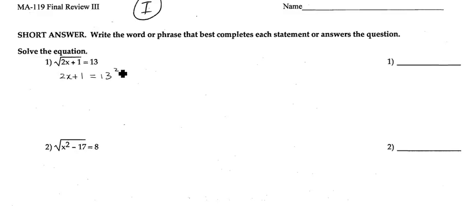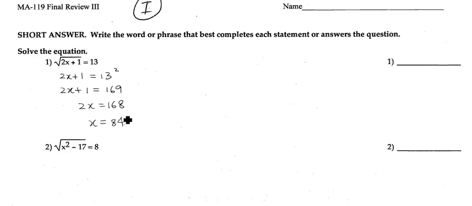So we have no more radical, and then we will get 2x plus 1 equals 13 times 13, 169. And then we minus 1 from both sides, then we will have 2x is equal to 168. Divide both sides by 2. Finally, we will get x by itself. X will be equal to 84.